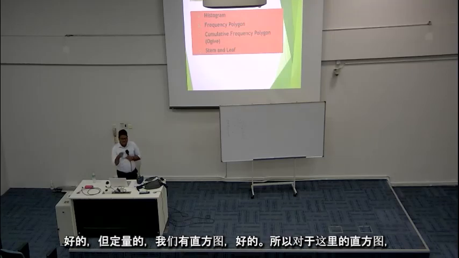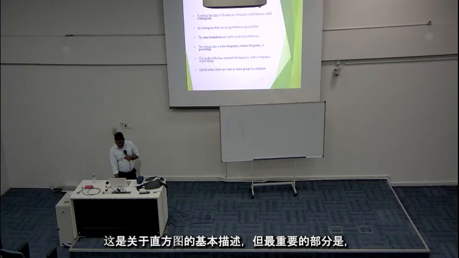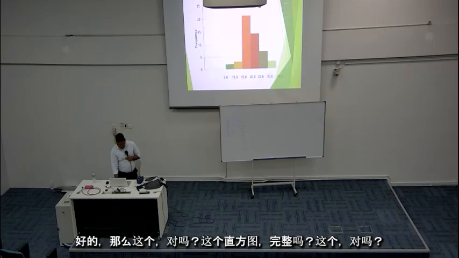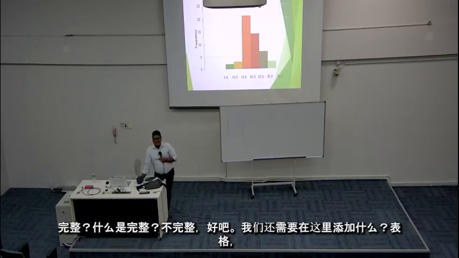But for quantitative data we have the histogram. This one is a basic description of the histogram. But the most important part is, is this histogram correct? Complete or not? Not complete, okay. What else do we need to add here?